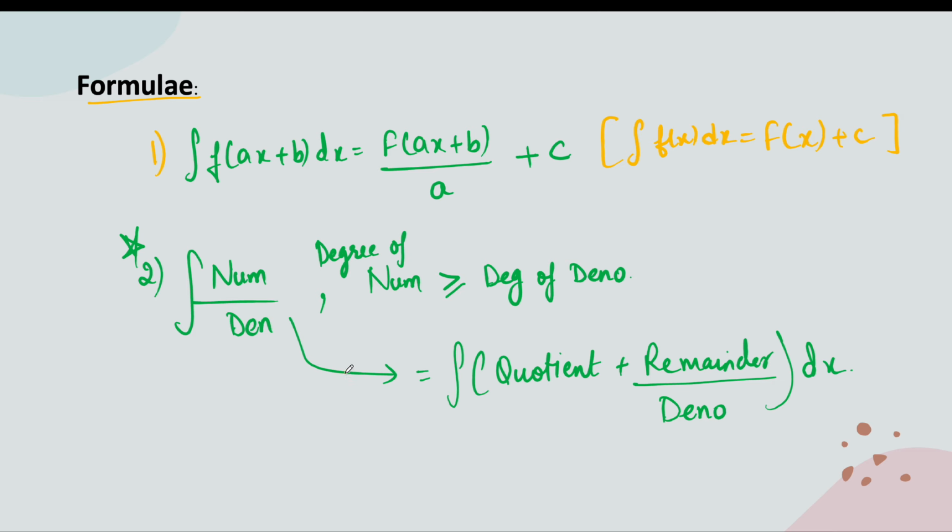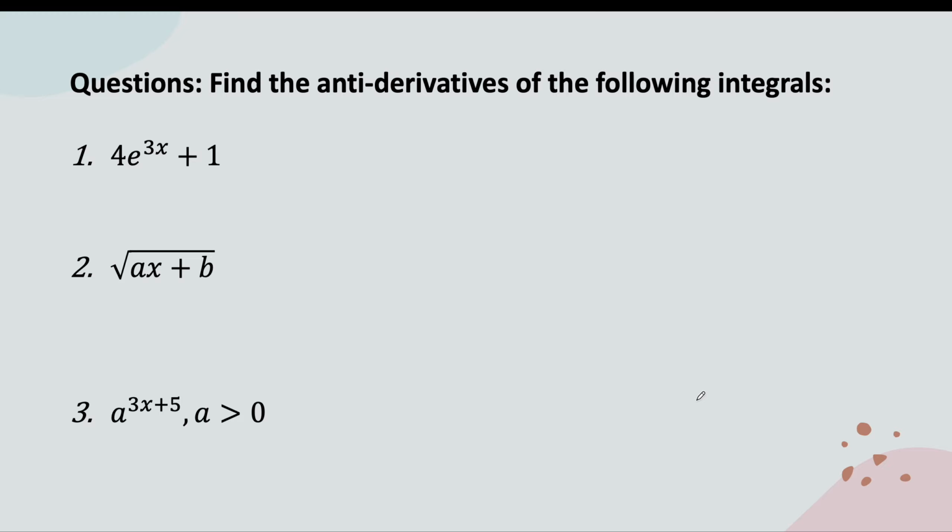So when you get this condition, that your degree of numerator is greater than or equal to degree of denominator, you simply have to use long division, and then write your expression in this way. Then you will be able to get the answer. Don't worry, I'm going to take some examples so that I can easily explain it to you. Now let's understand some questions as well.